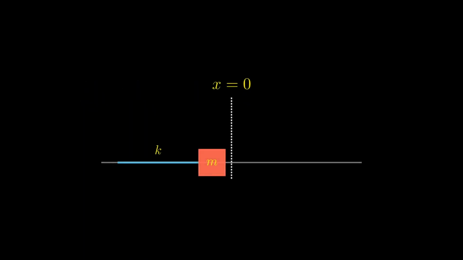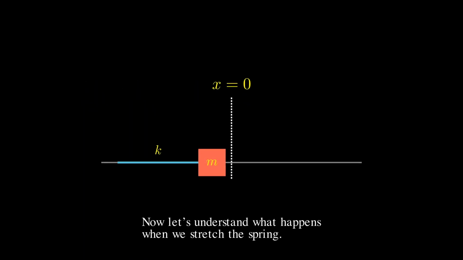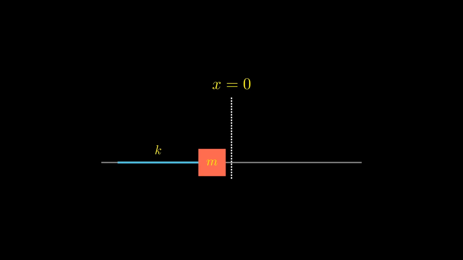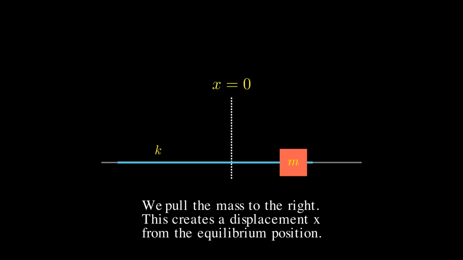Now let's understand Hooke's law. The restoring force in a spring is directly proportional to displacement and acts in the opposite direction. F equals negative kx, where F is force in newtons, k is the spring constant in newtons per meter, and x is displacement in meters.